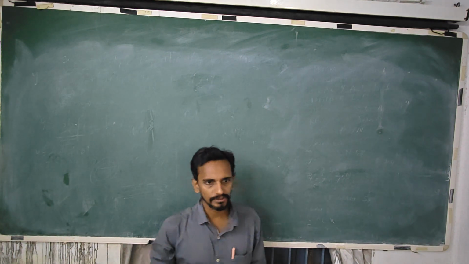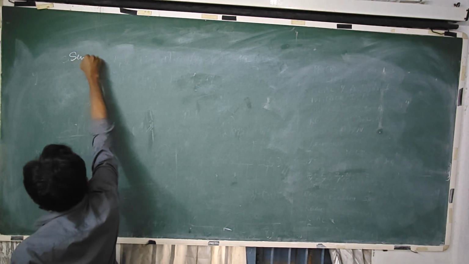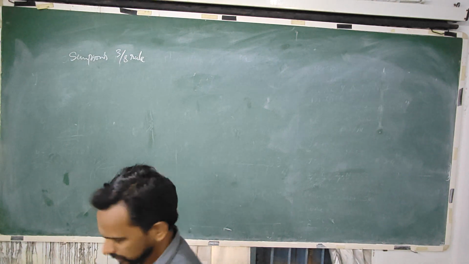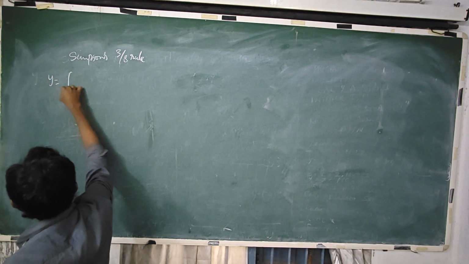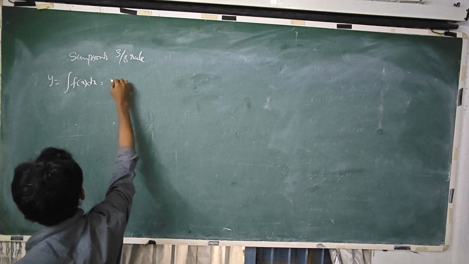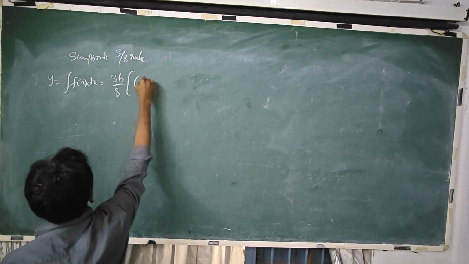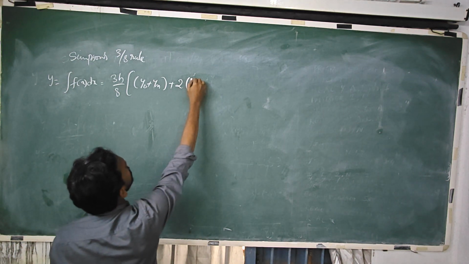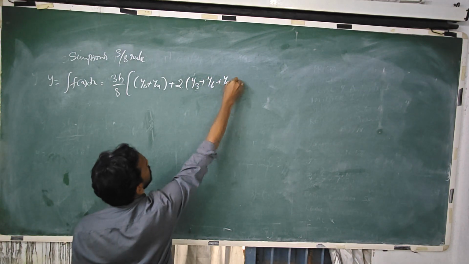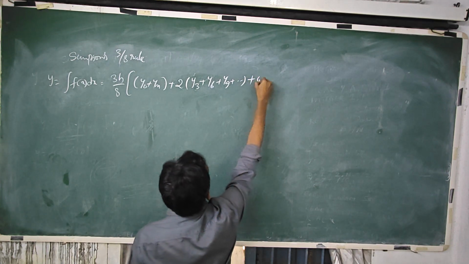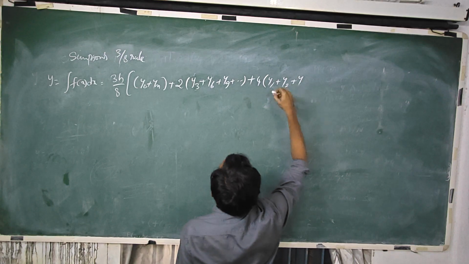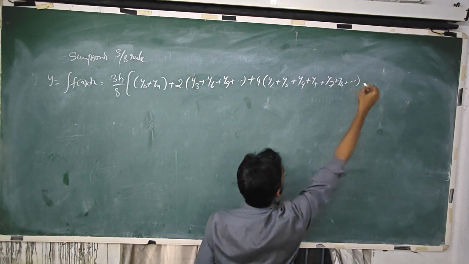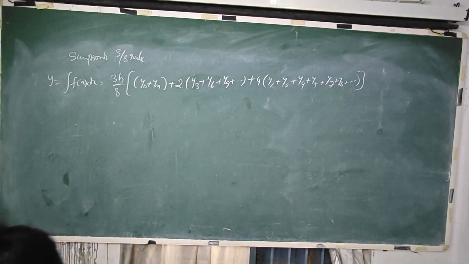So next we will see the program for Simpson 3/8 rule. So it is like 3h by 8 [y0 plus yn plus 2 times all multiples of 3, like y3 plus y6 plus y9 plus etc, plus 3 times other terms y1 plus y2 plus y4 plus y5 plus y7 plus y8]. This is the equation, so we need to write a code for that.